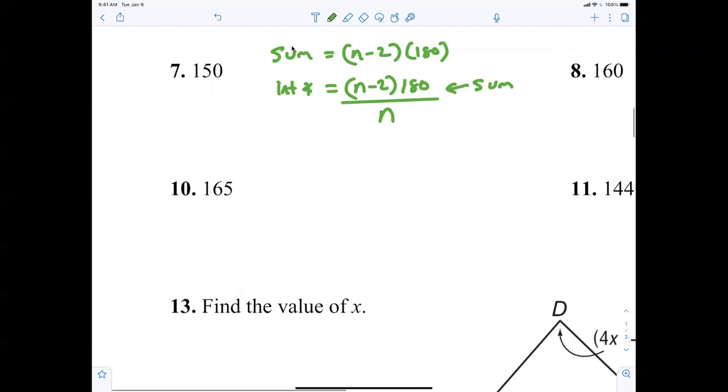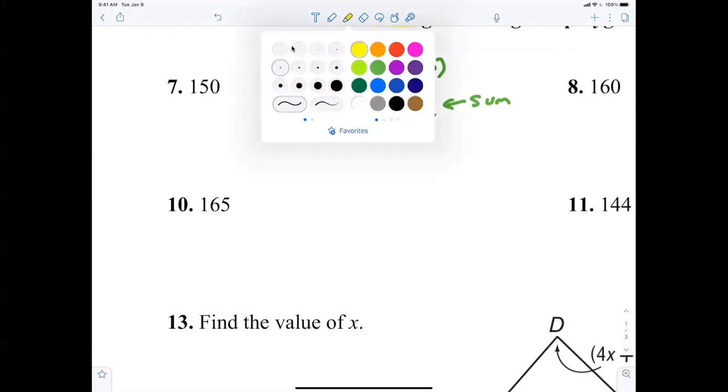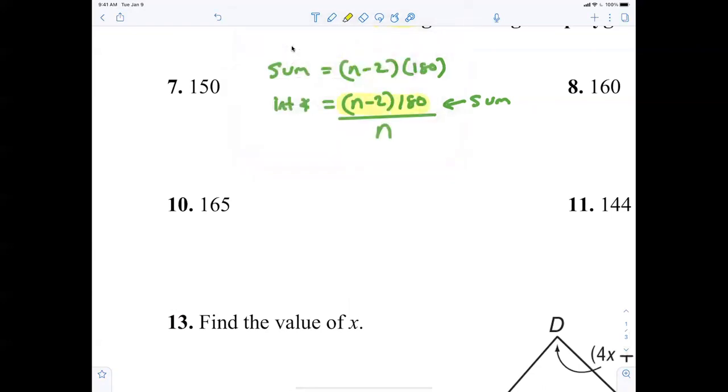I think it's kind of logical, but you got to tell me, this represents the sum of all of the angles, correct? And all of the angles are equal, correct? If it's regular. So if I divide it by the number of sides or the number of angles, that will tell me what each angle measures. Everybody good with that? Everybody okay?